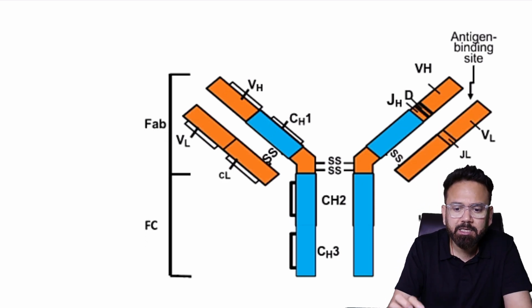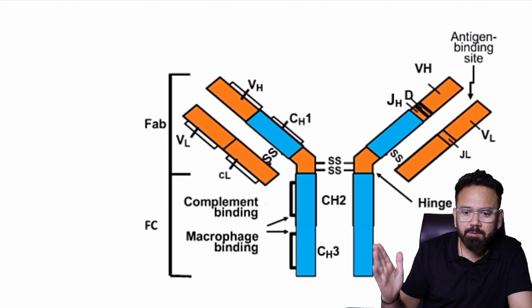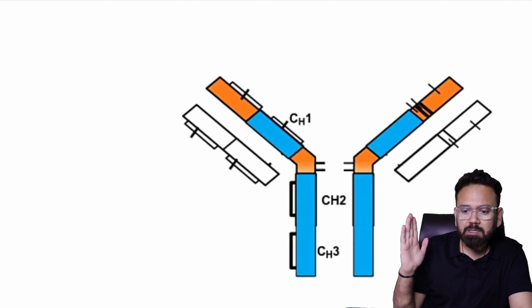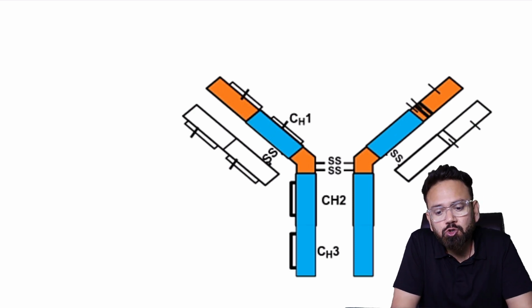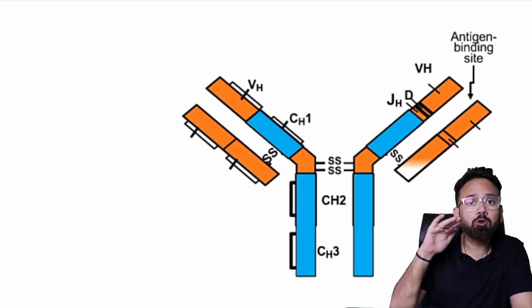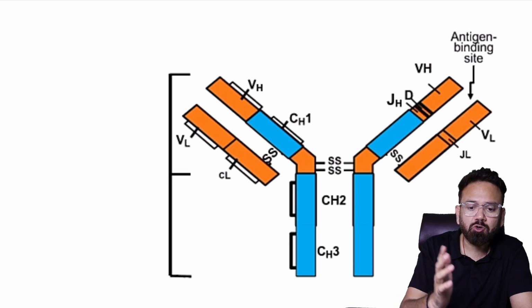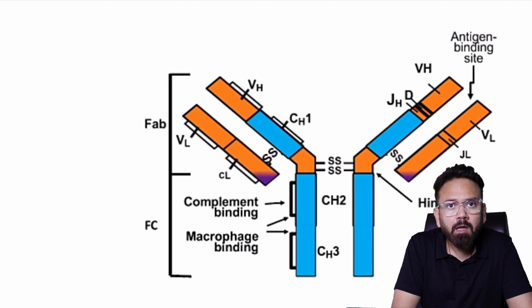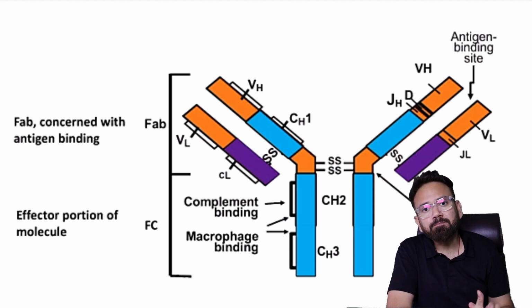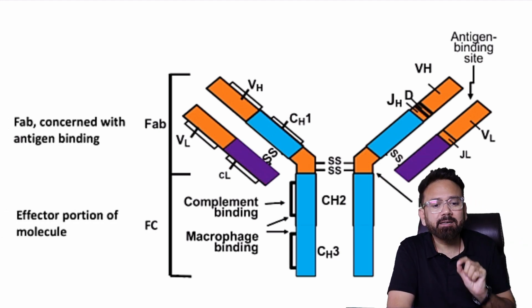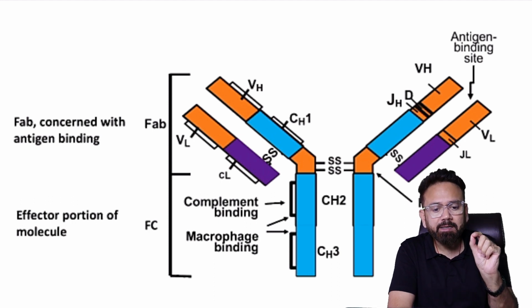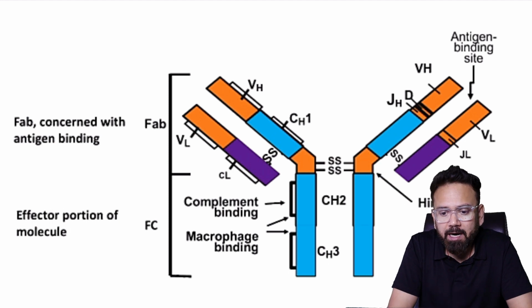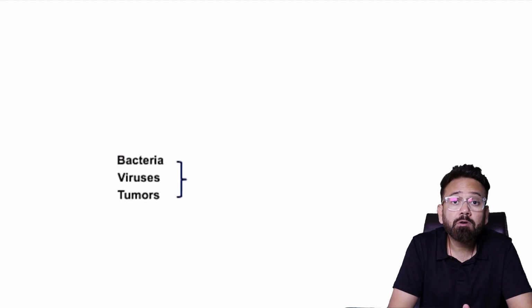We must know the basic structure of antibody. We can see here, this is the heavy chain CH1, CH2, CH3. And between them, we have disulfide bond. And that chain is called the light chain, VL and CL. L means light, H means heavy. The upper portion is called FAB, antigen binding. FAB is concerned with the antigen binding, and the lower is called the effector portion of the molecule, and they also have a hinge on which we have disulfide bond.